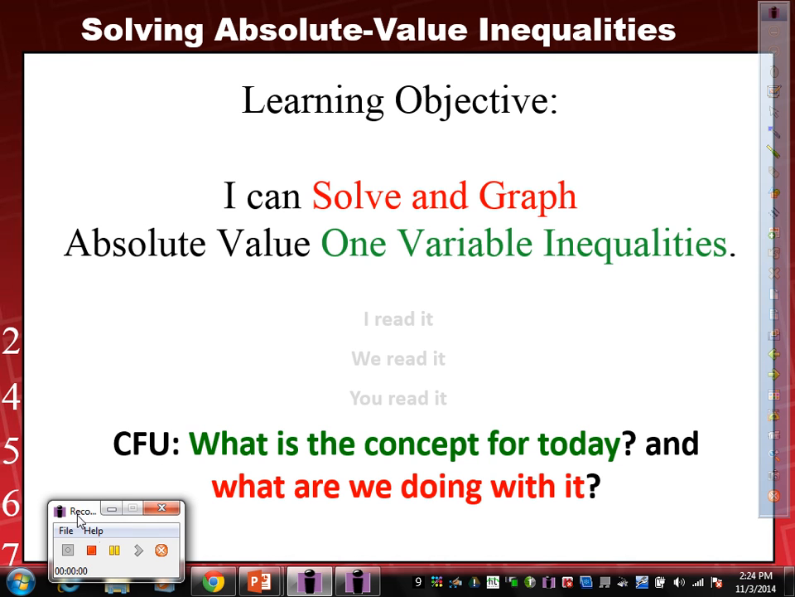Our objective for today: I can solve and graph absolute value one variable inequalities. Let's read together. 1, 2, 3. I can solve and graph absolute value one variable inequalities. So we're still on the same concept, one variable inequalities, but today we're going to be focusing on absolute values.